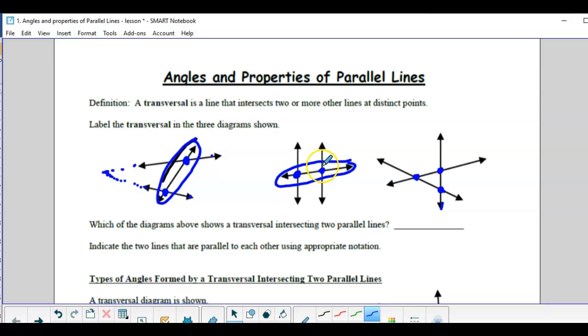If you're not sure, then you will see on some lines arrowheads put in the middle of the line, not just at the end. That means that those are parallel. If you were to measure these, they'd be equal distance apart. So this is the second one. And these obviously are not parallel at all. Indicate the two lines that are parallel to each other using appropriate notation. So that's what I just did here, those arrow symbols.